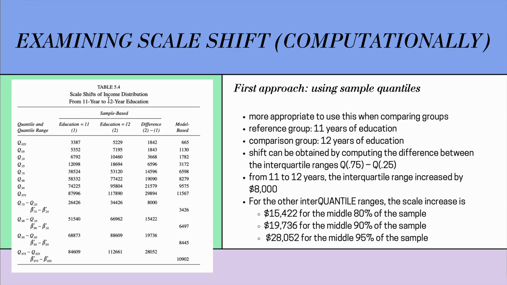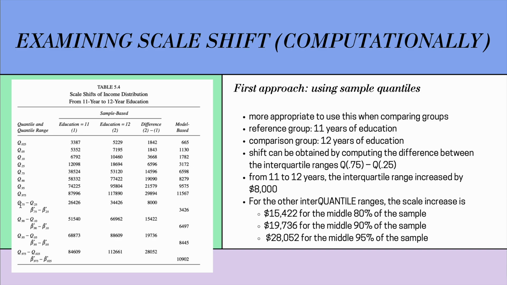Now, let us look at this example. We shall examine scale shifts of income distribution in dollars from 11-year to 12-year education. The reference group is the group with 11 years of education, while the comparison group is a group with 12 years of education. On the first column, we computed the sample quantiles. And on the second column and the third column, we can see the sample quantiles for both groups.